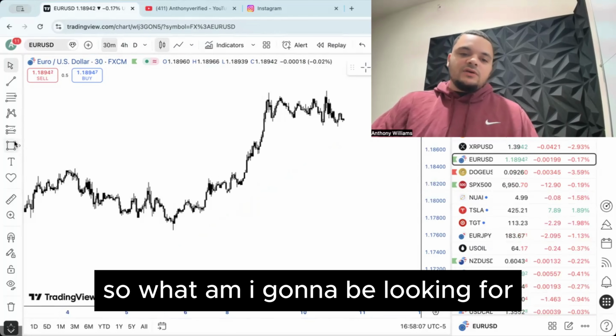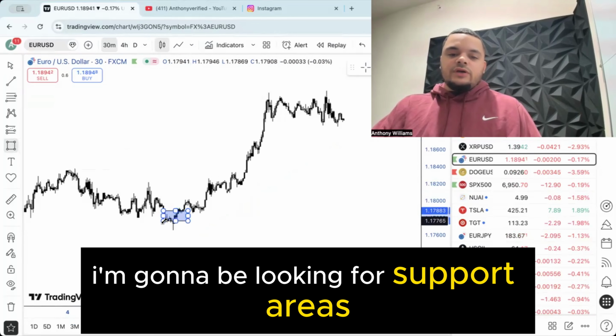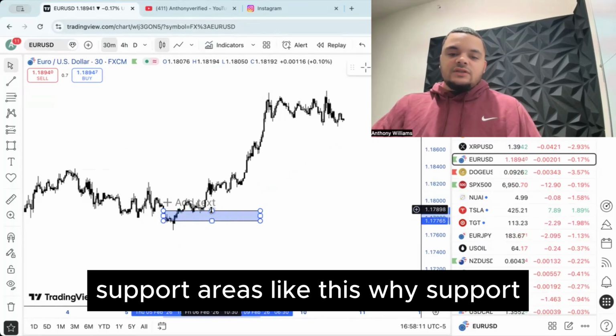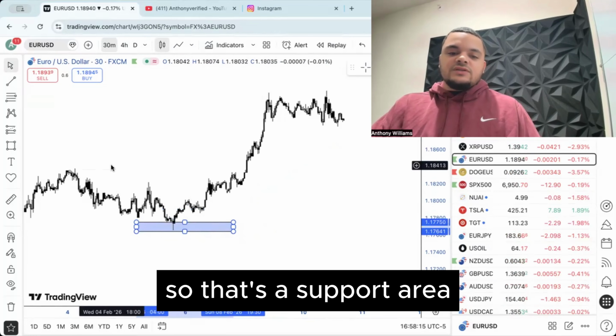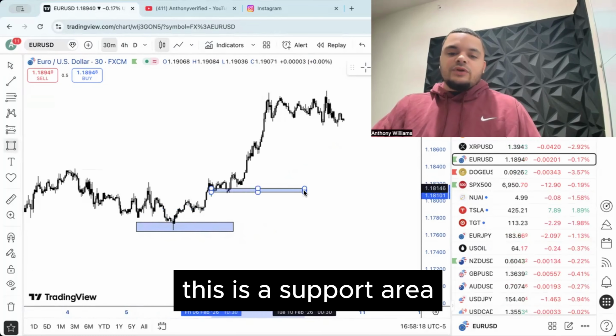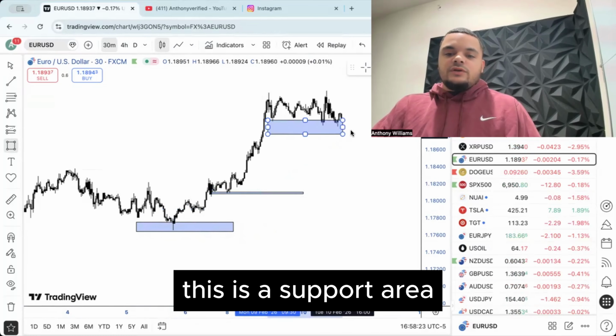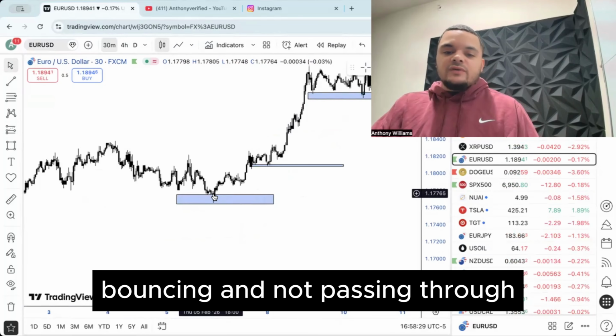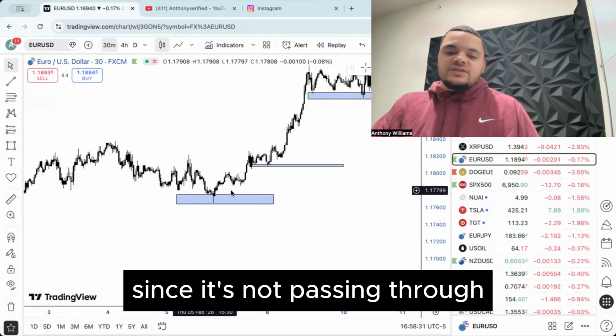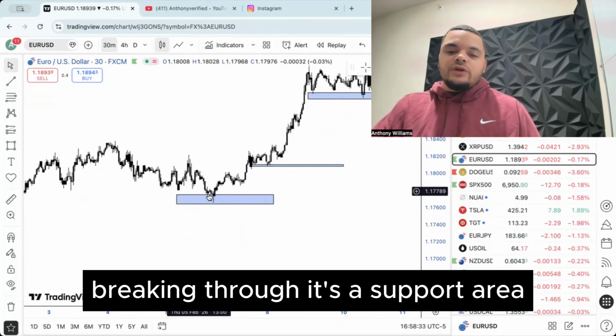So what am I going to be looking for? I'm going to be looking for support areas, like this. Why support? Because we only buy in support areas. That's a support area, this is a support area, this is a support area. How is it support? Because you have candlesticks sitting on price, bouncing and not passing through. Since it's not breaking through, it's a support area.